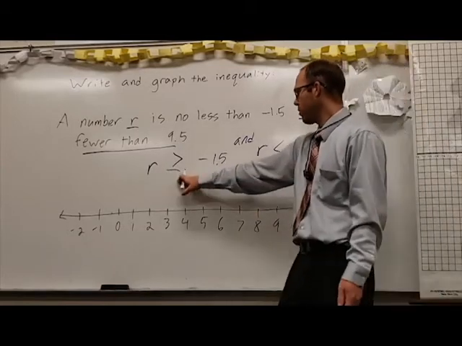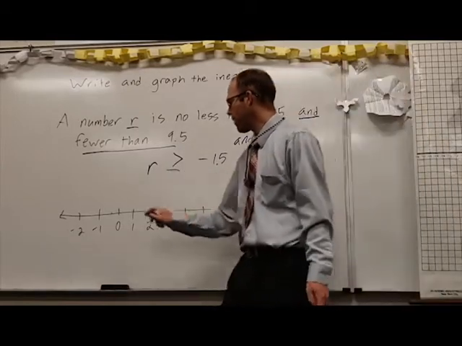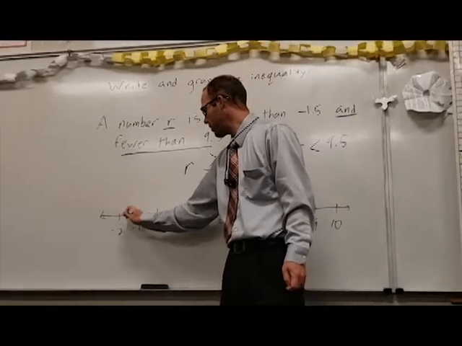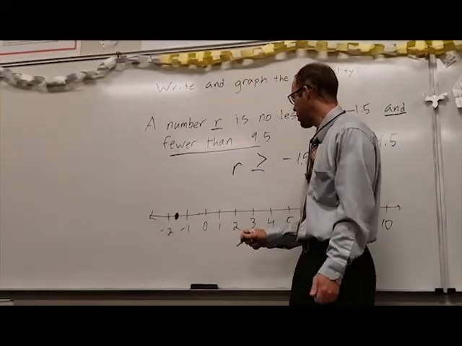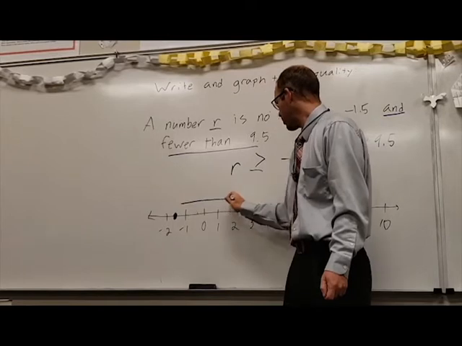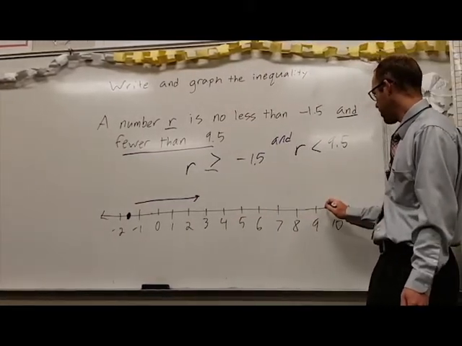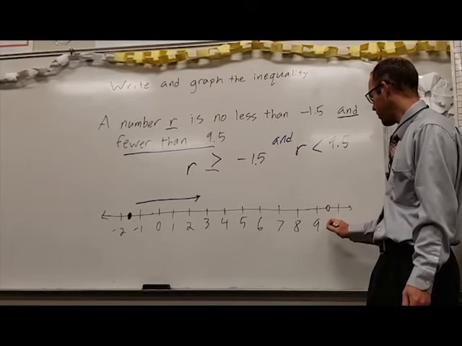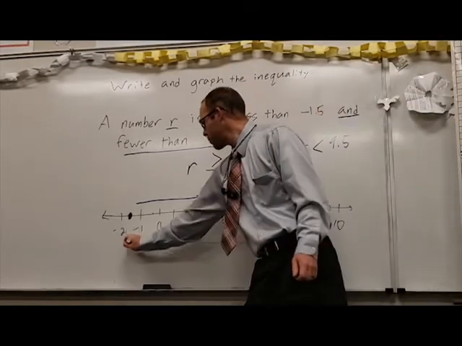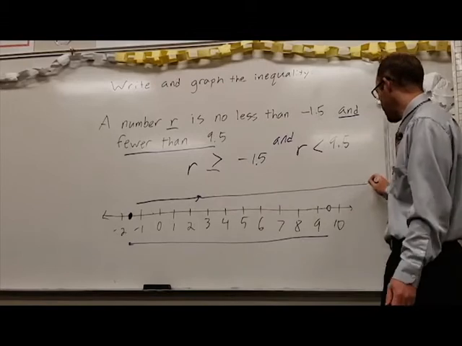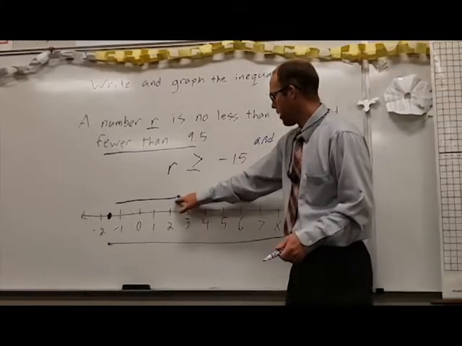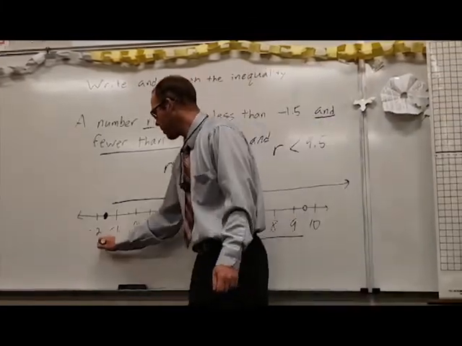So r is greater than or equal to negative 1.5. Now negative 1.5 would be here, halfway in between negative 1 and negative 2. We are greater than or equal to, so we're going to shade off to the right. Less than 9.5, so we're going to have an open circle here at 9.5, and we're going to shade off to the left.